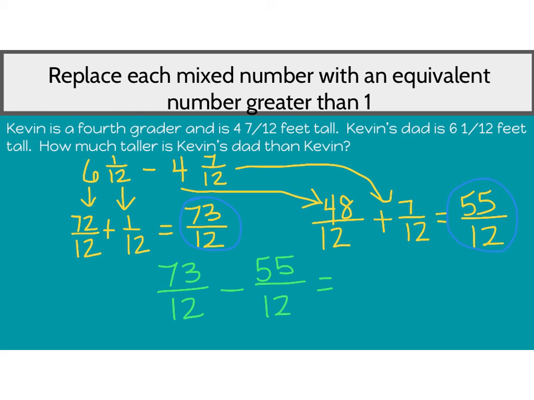And do your subtraction off to the side if you need to. So once we subtract 73 minus 55, we get 18/12, which we then turn into a mixed number once again. So how many 12s can I take from 18? I can only take 1. And then I would have 6 left over 12. And then, of course, we're going to label that with feet. So he is 1 6/12 feet taller than Kevin.